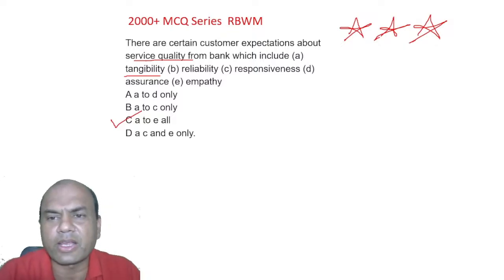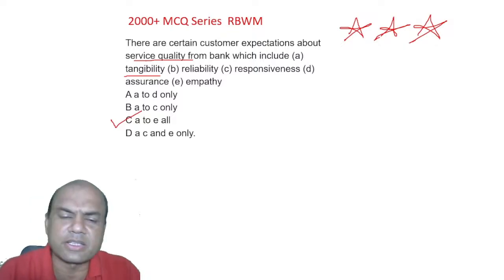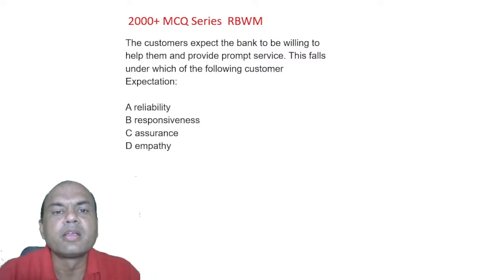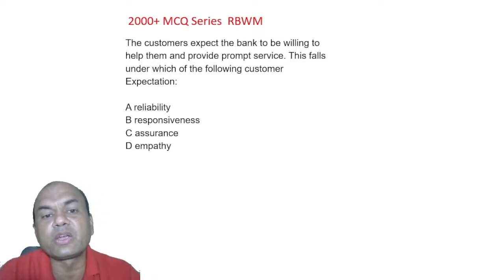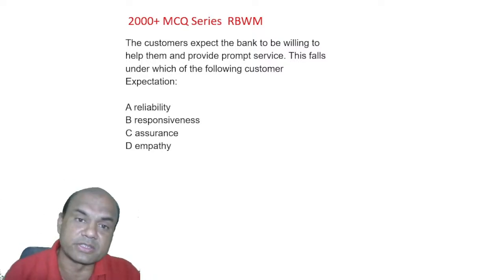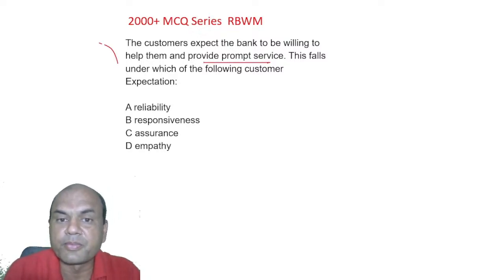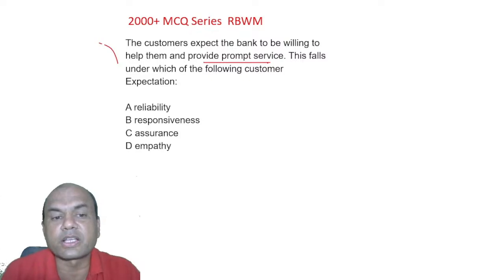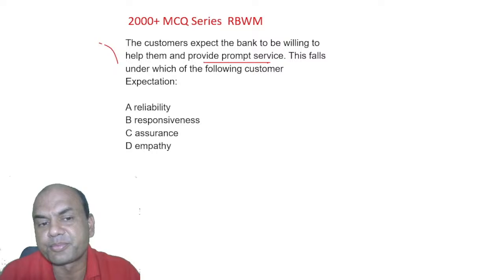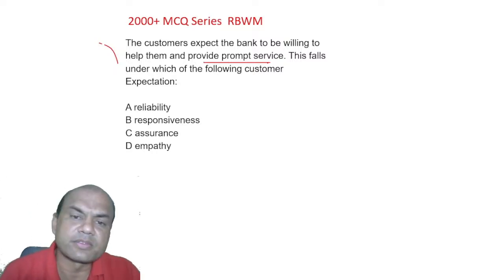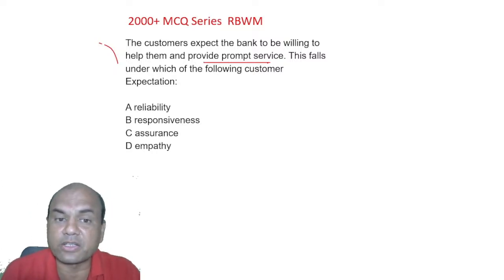Customers will expect everything, isn't it? Simple logic. Customers expect the bank to be willing to help them and provide prompt service. So customers are expecting you to provide prompt service. This falls under which of the following customer expectations? Reliability, responsiveness, assurance, and empathy. So under which? Prompt, fast service.